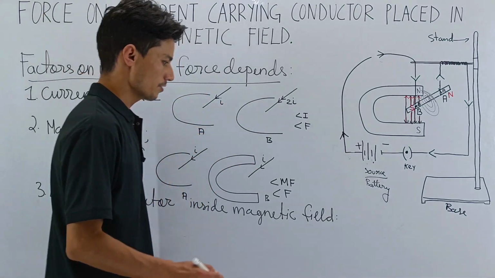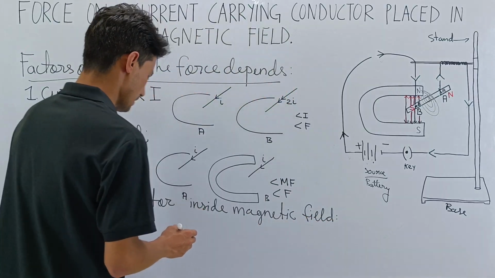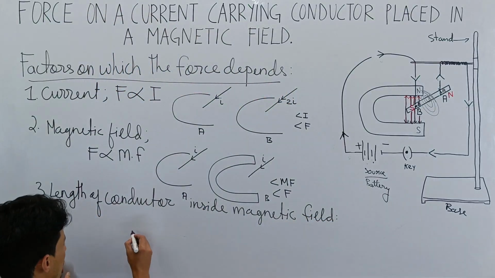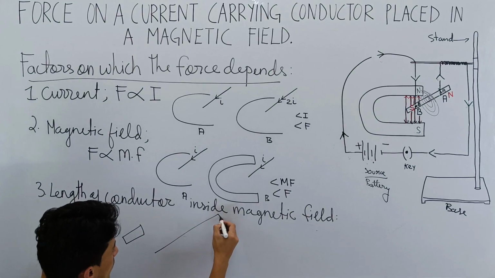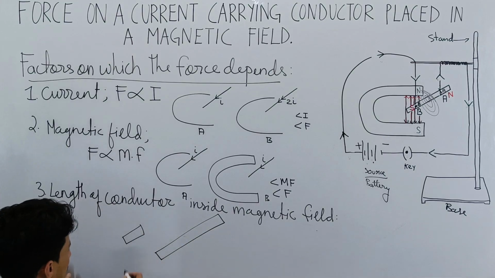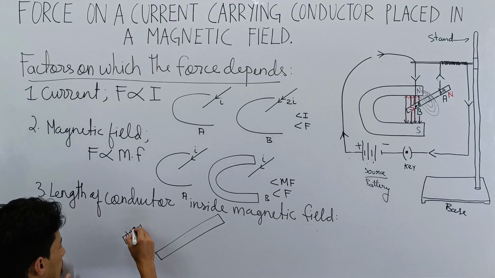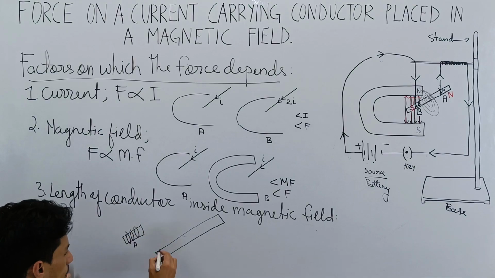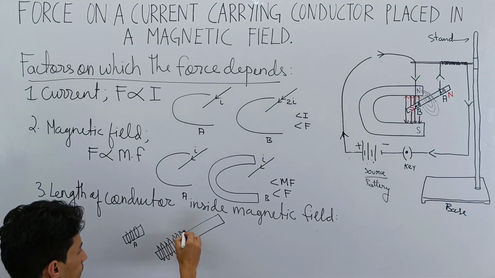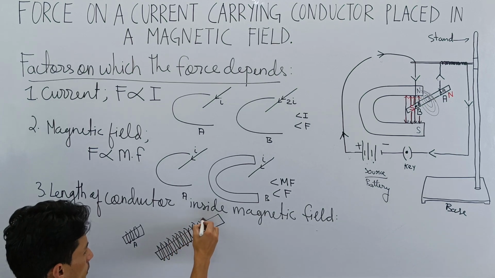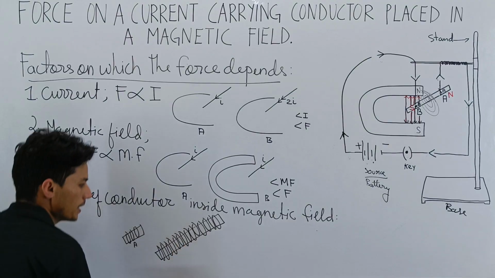Which basically means, for example, let me show you an example. Let's say we have a short conductor like this, and we have a long conductor. Now, this conductor is short, so the area under magnetic field will be less. This is wire A, and now this is a long conductor, so the area under magnetic field will be more here.